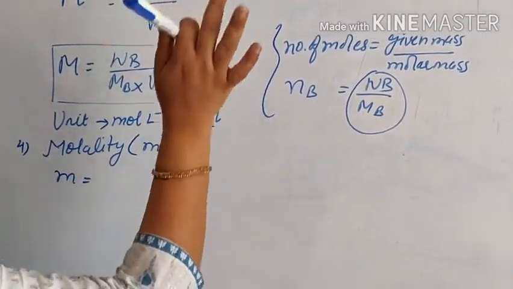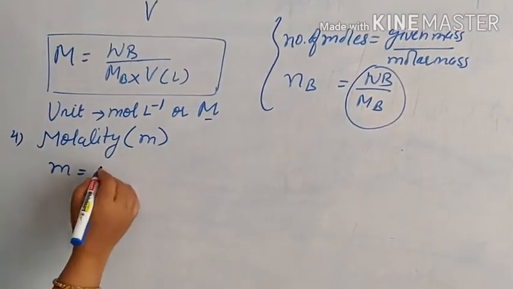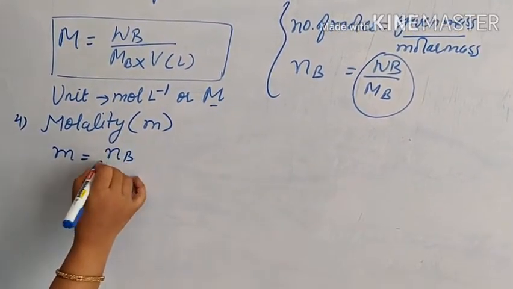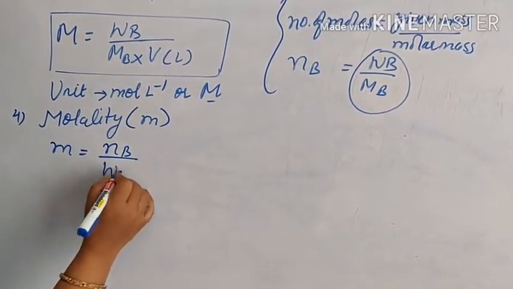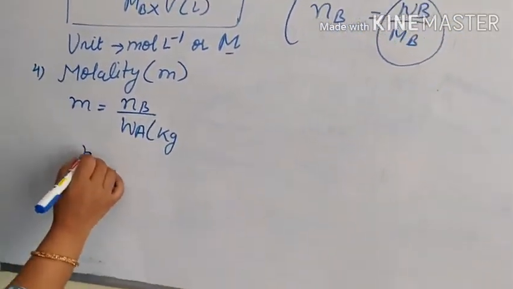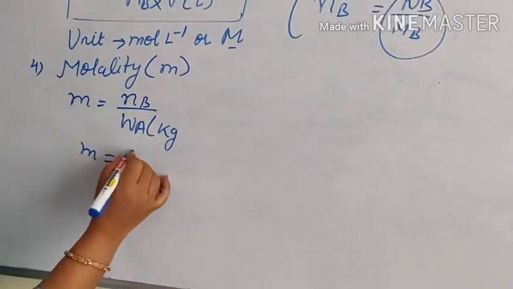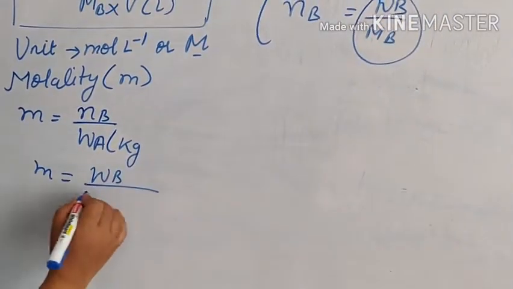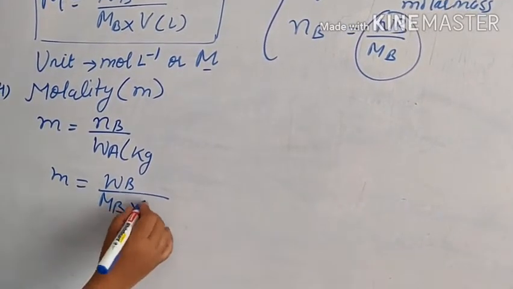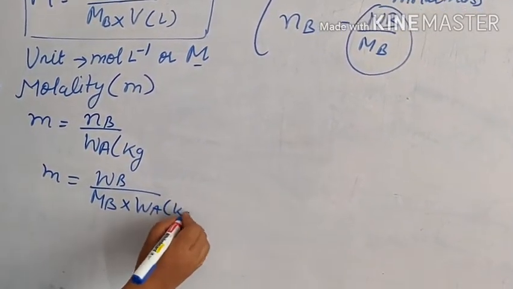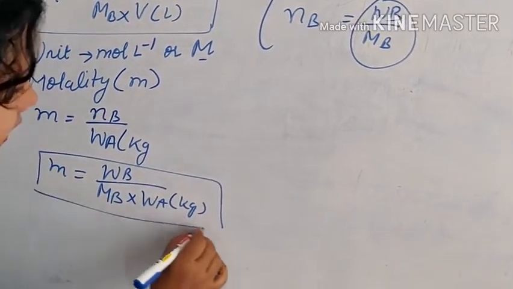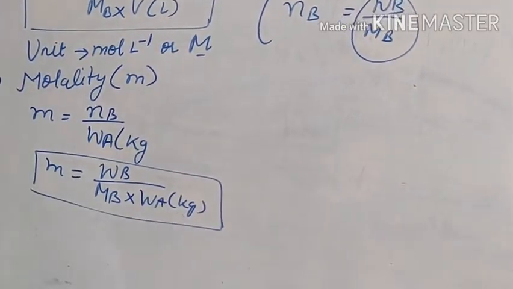per liter of solution. So molality is equal to number of moles of solute, that is NB, upon mass of solvent, that is WA in kg. And this NB can be replaced by WB upon MB, mass upon molar mass of solute, into WA in kg. So this is the formula for calculating molality of a solution.